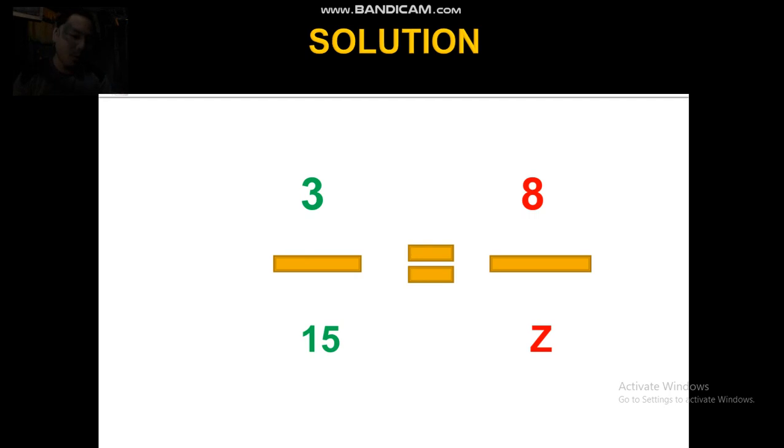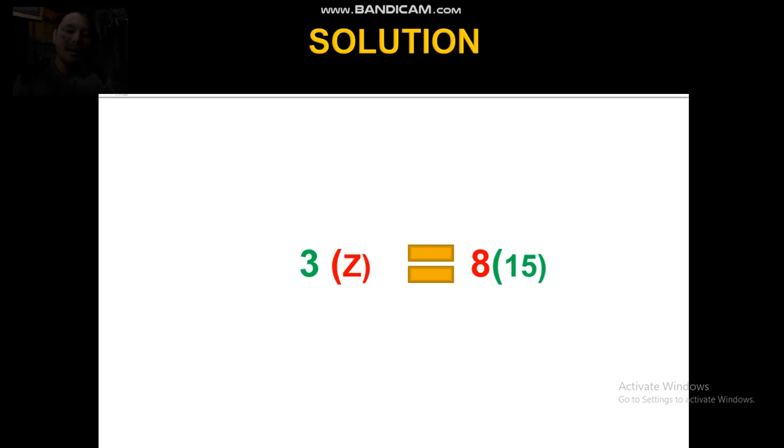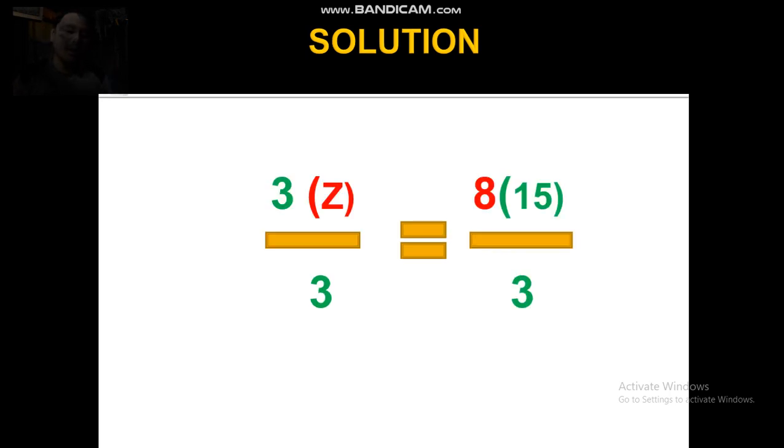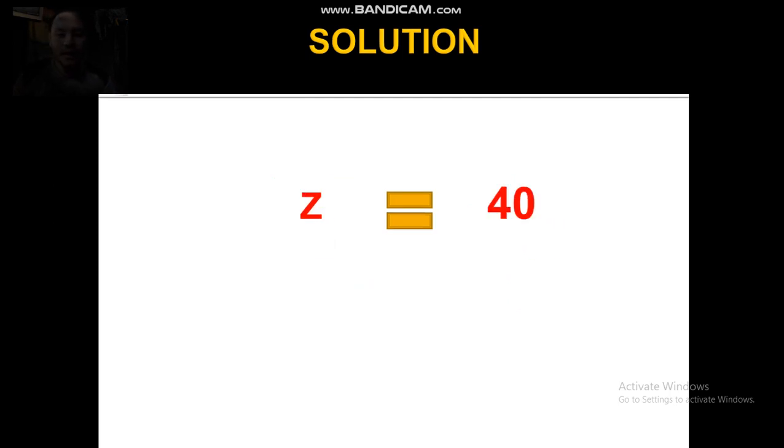We can also make use of this ratio to solve the actual value of z. So let's have a proportion. Let us multiply z by 3 and multiply 15 by 8. So this is the equation. Solving for z, let us divide both sides of the equation by 3. So the result is z equals 8 times 5, that is 40. Z equals 40.